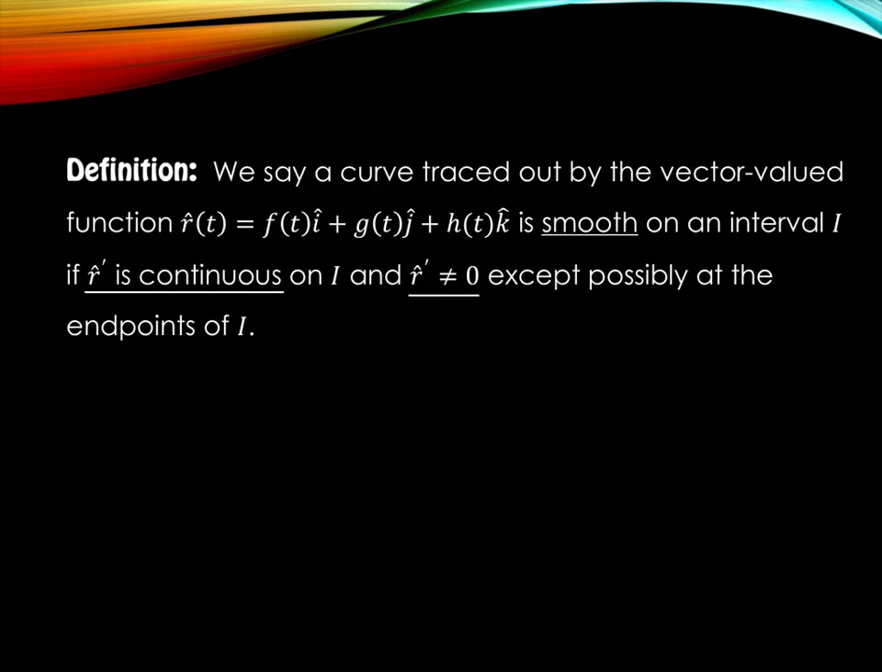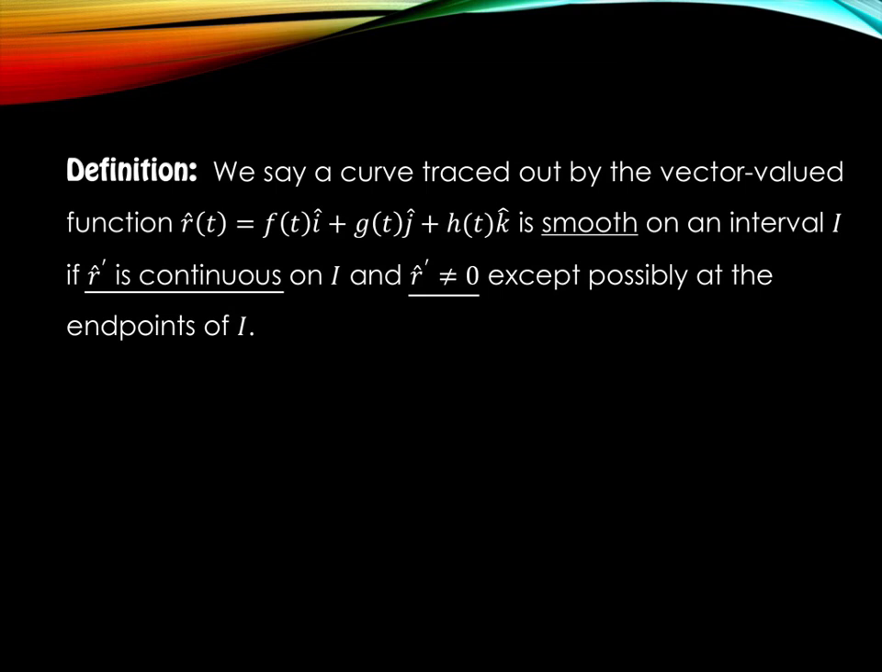Yep. Okay, we're going to have the definition of smooth. So we say that a curve traced out by a vector valued function r of t equals f of t i plus g of t j plus h of t k is smooth on an interval I if r prime is continuous on I and r prime is not equal to 0 except possibly at the endpoints of I. So we don't care so much about the endpoints, we just care that for all of the interior points, we do not have a derivative that's 0. And we have a smooth function.